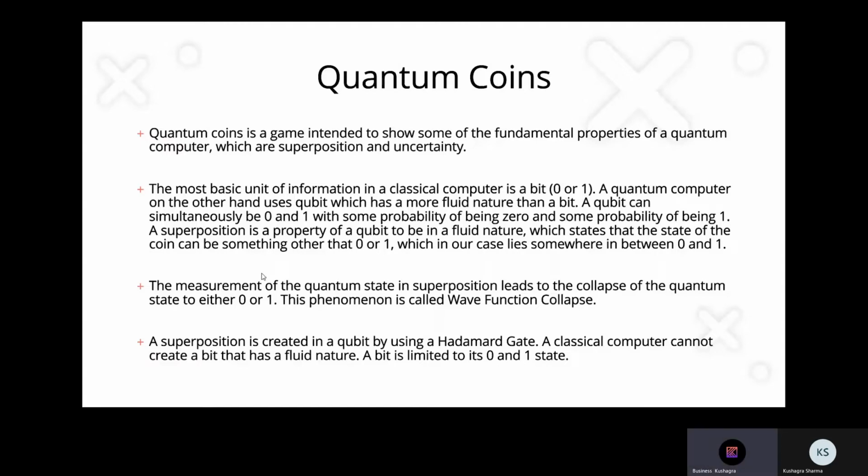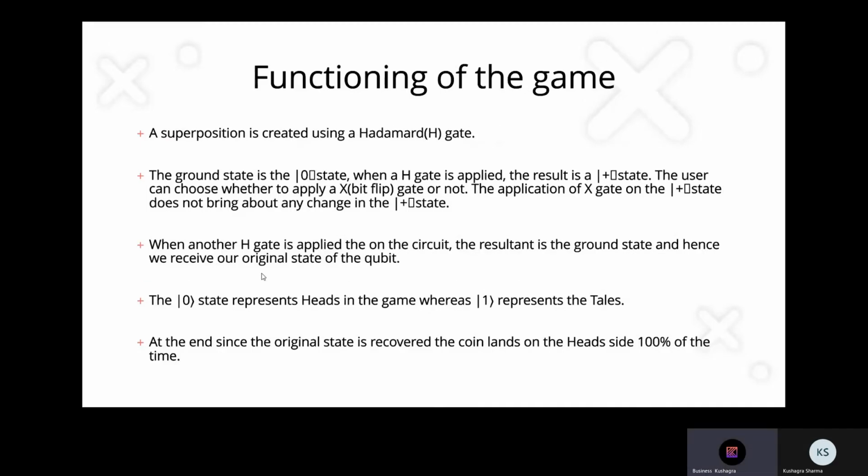So a superposition is created using the Hadamard gate, and as we know, a classical computer cannot create a uniform superposition, so this game is unique to quantum computers. However, it has a classical version in which both the player and the computer share a 50% chance of winning. Over a quantum computer, the computer wins 100% of the time.